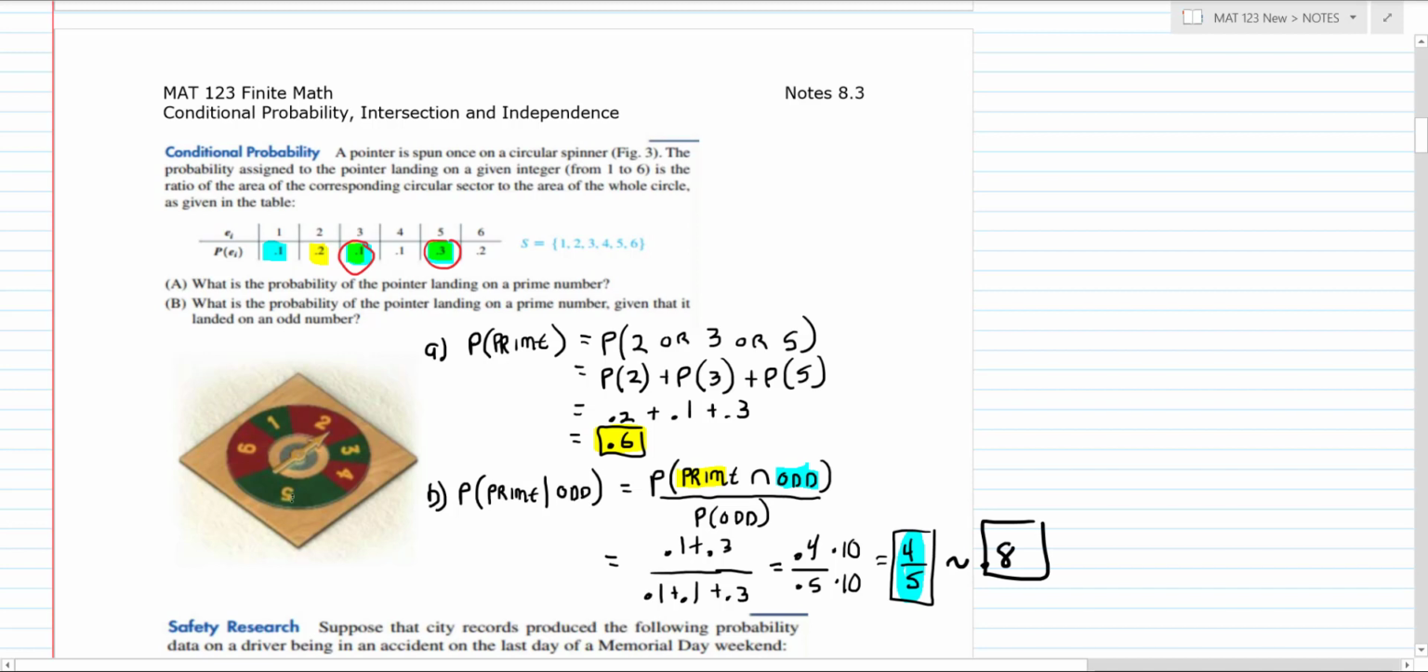So what I'm doing is I'm telling you, hey, guess what? The spinner landed on an odd number, so the probability of it being prime is a higher probability than just the probability of it being prime, because I'm giving you that it's an odd number. Okay, so that's how you calculate and put that together.